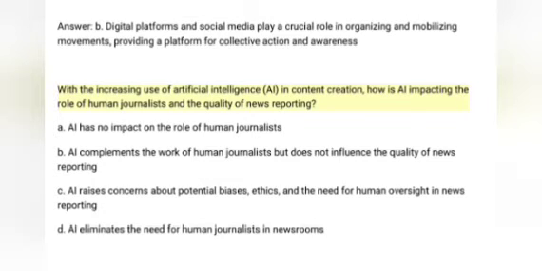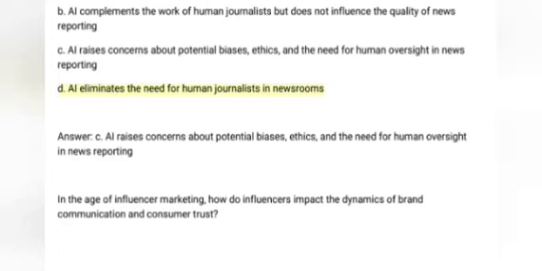With the increasing use of artificial intelligence (AI) in content creation, how is AI impacting the role of human journalists and the quality of news reporting? A. AI has no impact on the role of human journalists. B. AI complements the work of human journalists but does not influence the quality of news reporting. C. AI raises concerns about potential biases, ethics, and the need for human oversight in news reporting. D. AI eliminates the need for human journalists in newsrooms. Answer. C. AI raises concerns about potential biases, ethics, and the need for human oversight in news reporting.